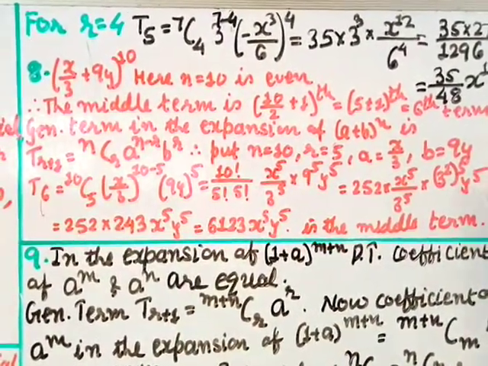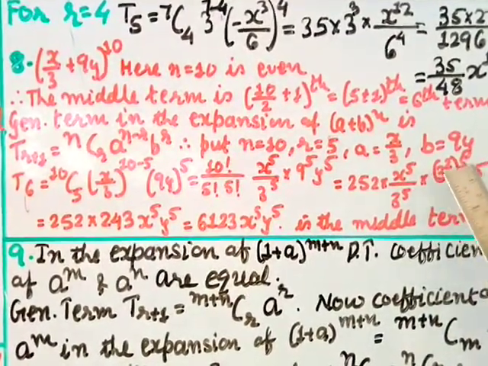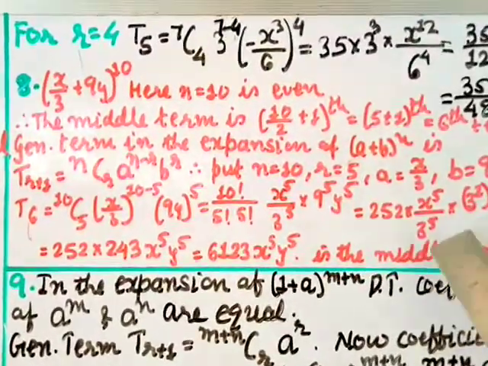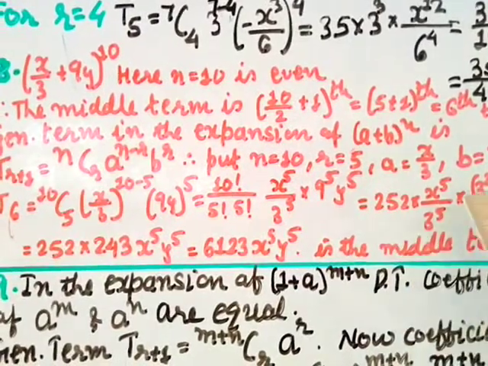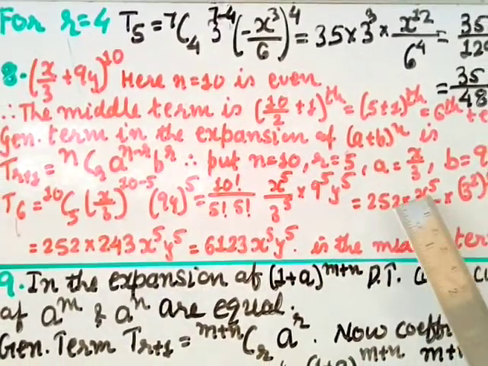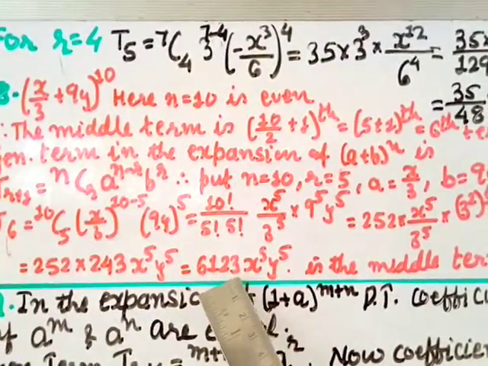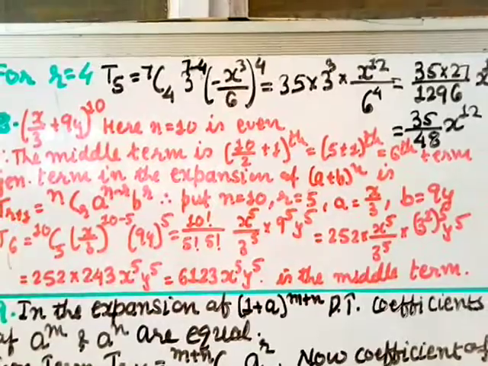So now you simplify. This is 3 power 5, and this is 3 power 2 into 5, which is 10, so 3 power 10 it will become, right? So this you can combine together. When you combine and simplify this part, you get 252, and this combination is 243, x power 5 y power 5. Multiply these two, you get 61236 x power 5 y power 5, which is the middle term in the given question.